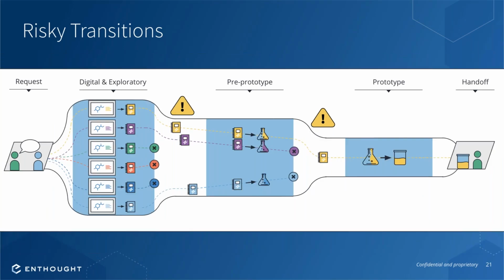But at every stage of our workflow, there's a risky transition from one to the other. The next stage, the next process is usually slower, is usually more expensive. So that leads to bottlenecks, right? A backlog of things to process. We have a bunch of good ideas during digital and exploratory. We put them in the queue for pre-prototype, and then we might be waiting 2 weeks for them to be processed.